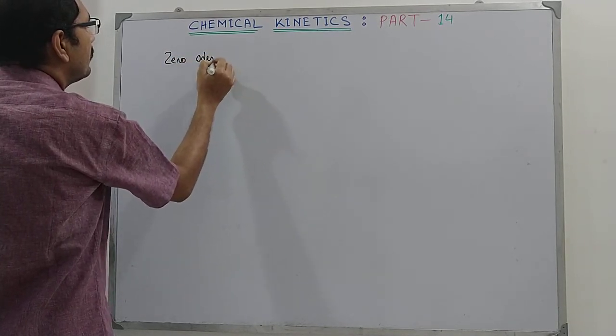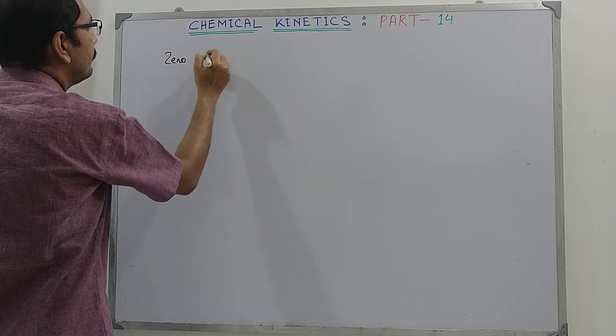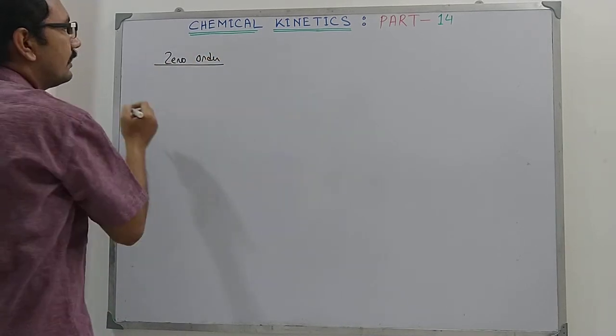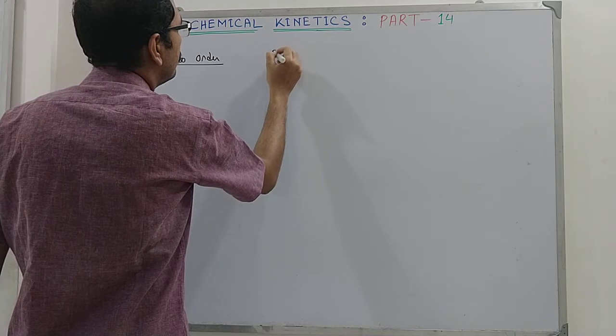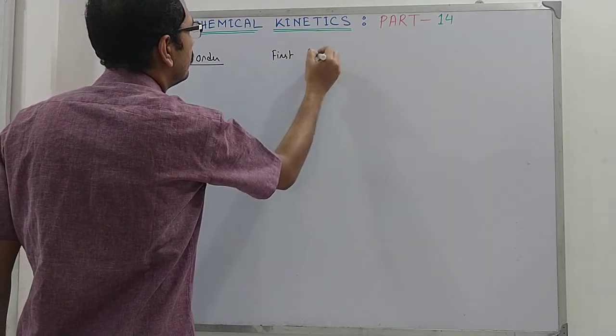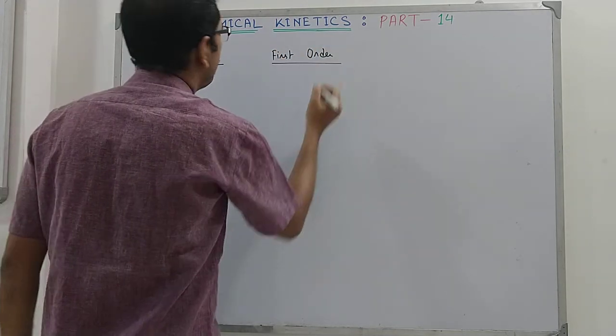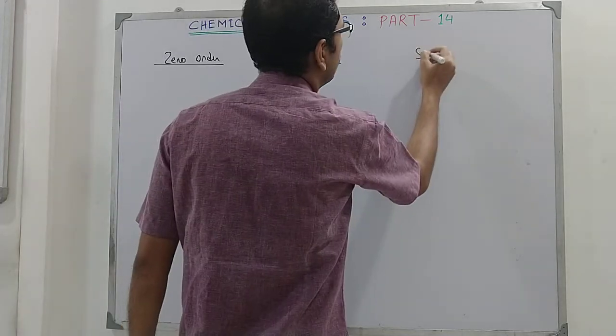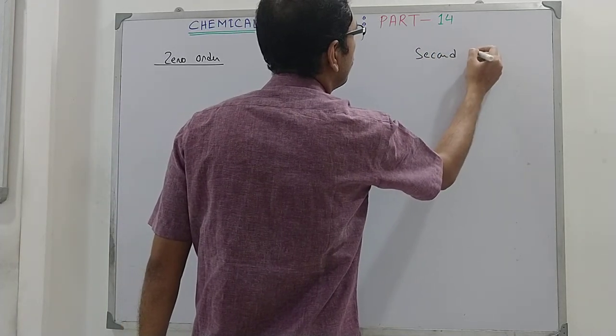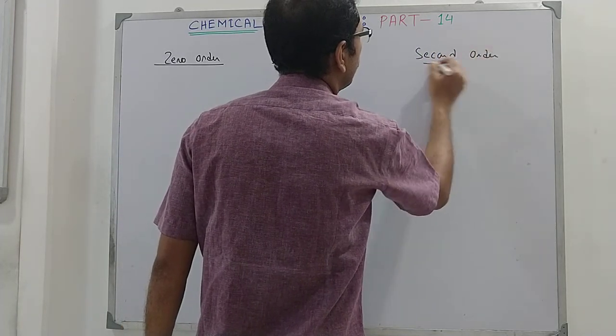So I made 3 columns. This is for zero order reaction. This column is for first order reaction and this is for second order reaction.